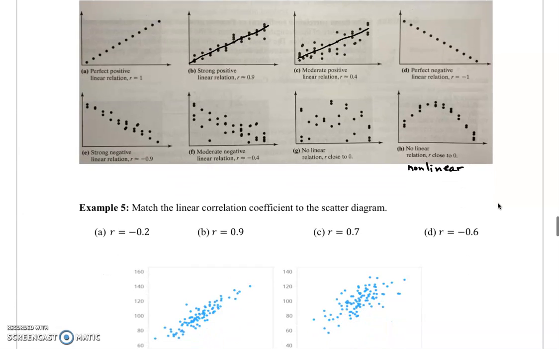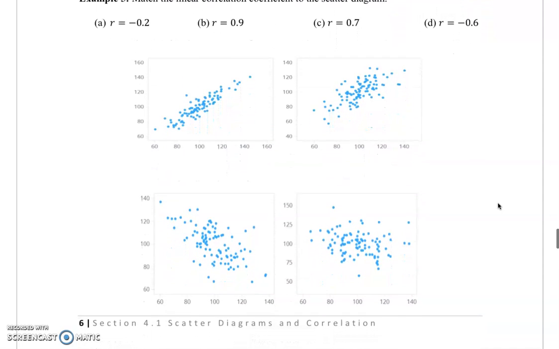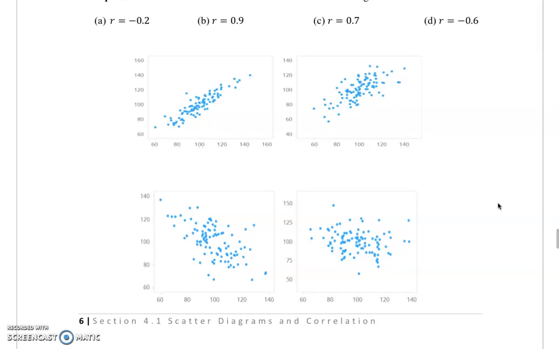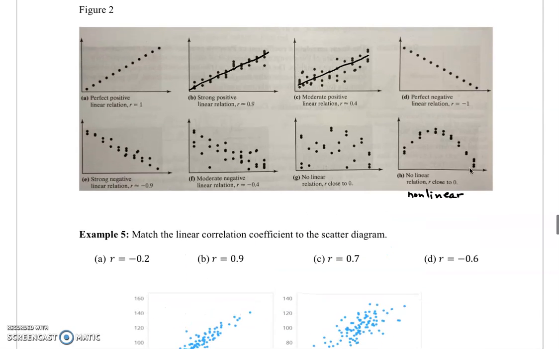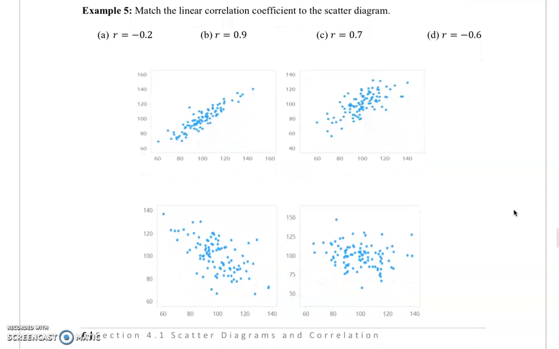So let's try to match some linear correlation coefficients to some scatter diagrams. So here we have 4 scatter diagrams and 4 different R values. Using the pictures in figure 2, you should try to do this example on your own. So put each R value with which graph you think it belongs with. Pause the video and do that, and then restart the video and you can check yourself.